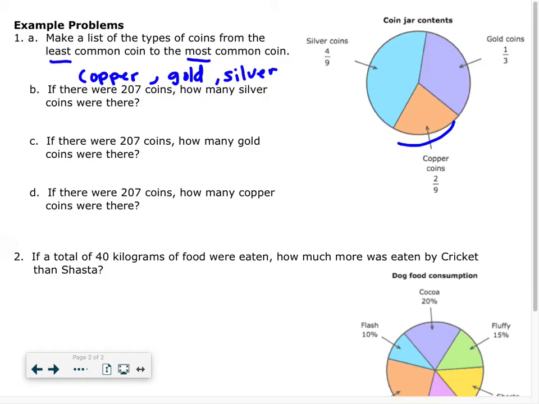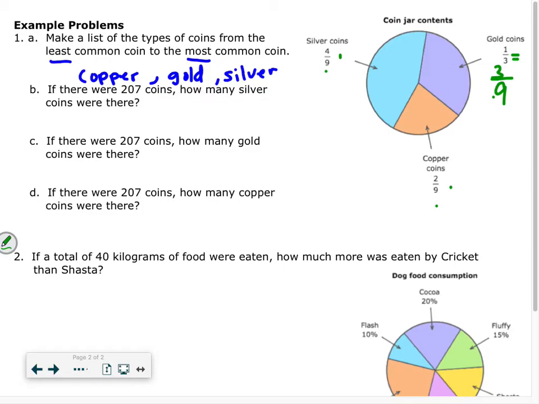And if you weren't sure, you could always take these fractions. We have a common denominator of 9. Well, 1/3 would be the same as 3 times 3 is 9, so 1 times 3 is 3/9. So we were comparing 4/9, 2/9, and 3/9, and then you could easily see which one has the most.